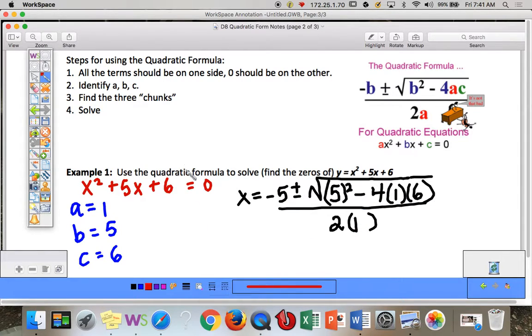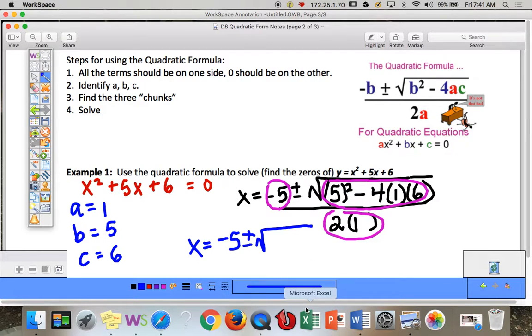All right, now we're going to separate it into the 3 chunks. This is to minimize any error, and this is how you'll show your work. You're going to show me what this number is. We have this number and this number. So the work that I want to see on your paper will look like this. X equals negative 5 plus or minus the square root. And this you should be able to type in your calculator just like you see it. 5 squared minus 4 times 1 times 6.